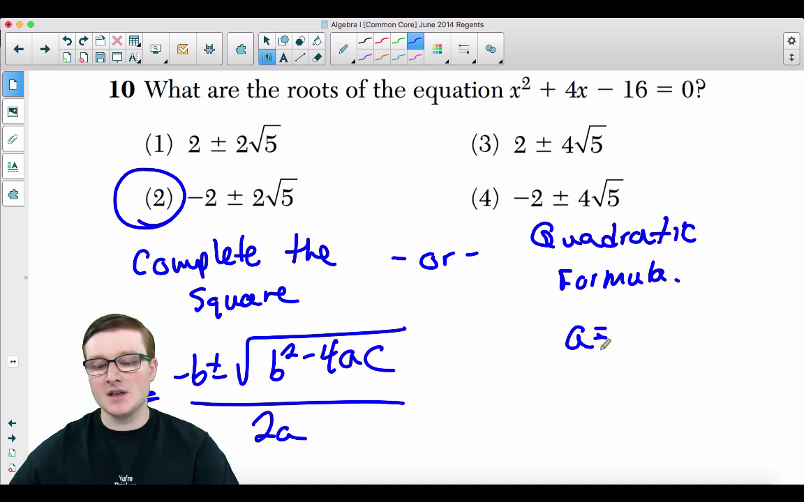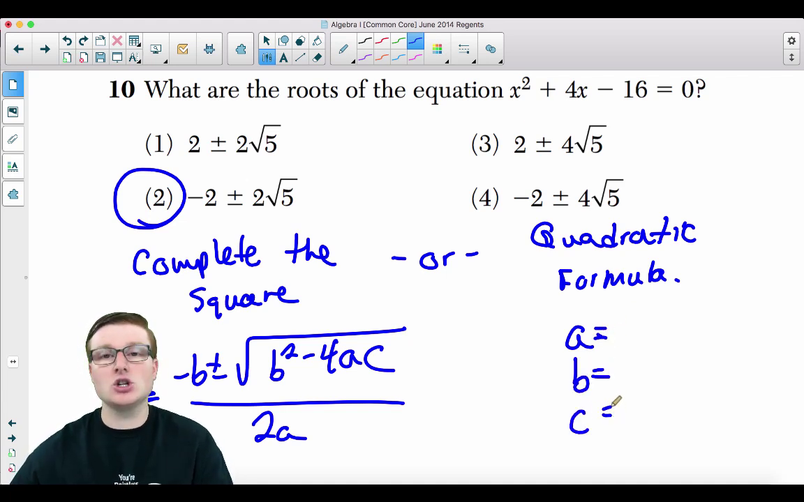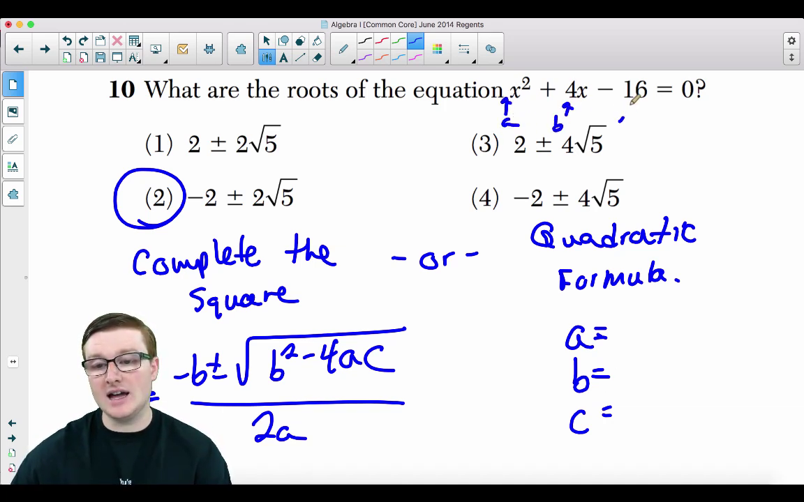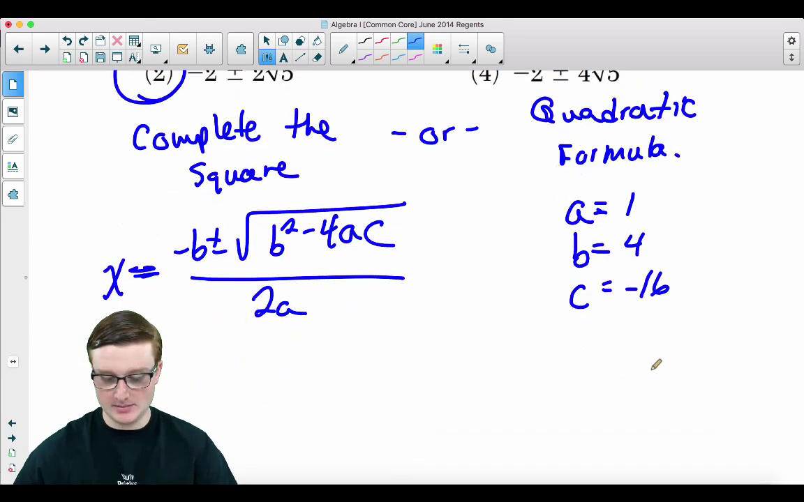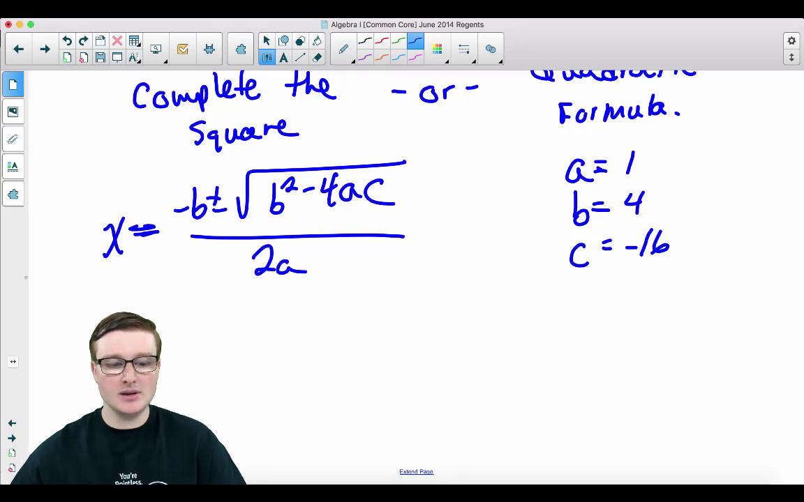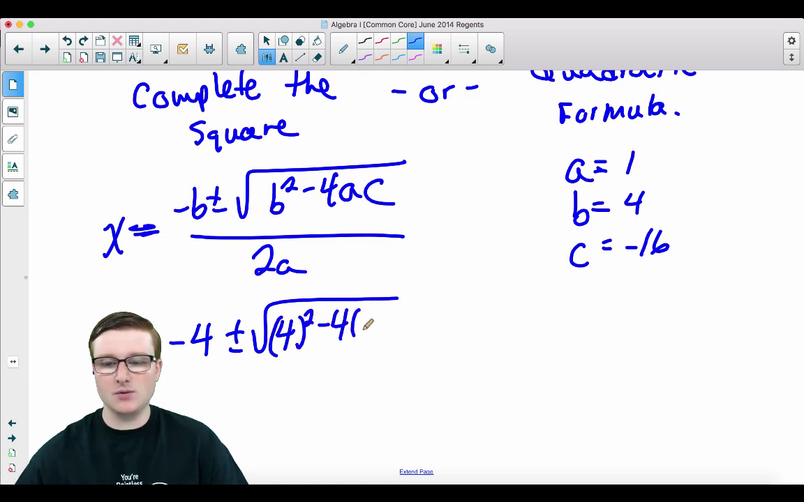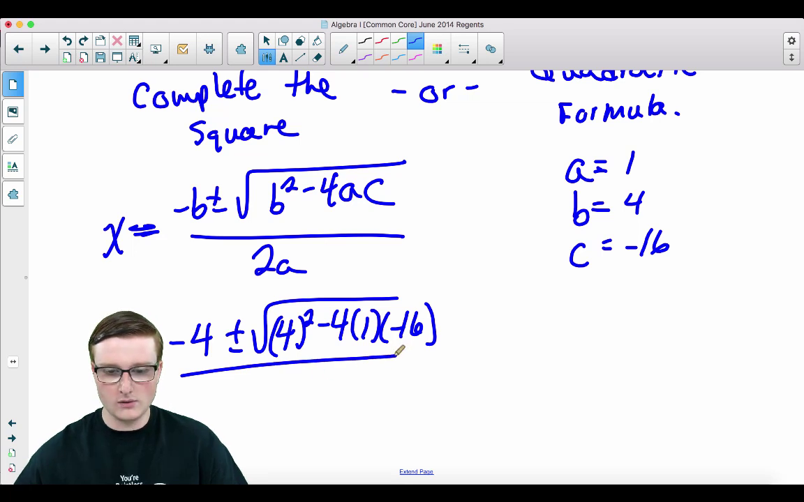Now, your a value, I always tell my students to write this down. Your a value, your b value, and your c value. Remember that your a, b, and c are numbers. This is your a value, this is your b value, and this is your c value. Your a value is 1, your b value is 4, your c value is negative 16. Let's go ahead and plug it in. So we get x is equal to negative 4 plus minus the square root of 4 squared minus 4 times a, which is 1, times c, which is negative 16, all over 2 times 1.